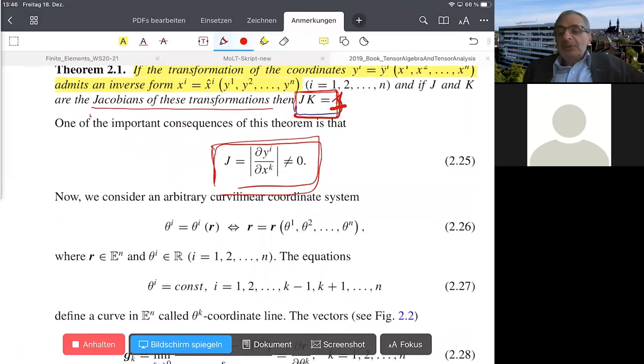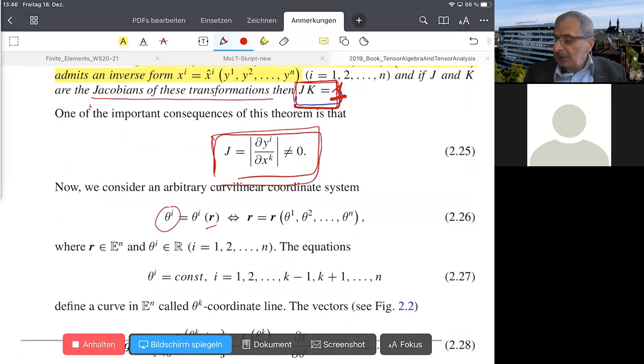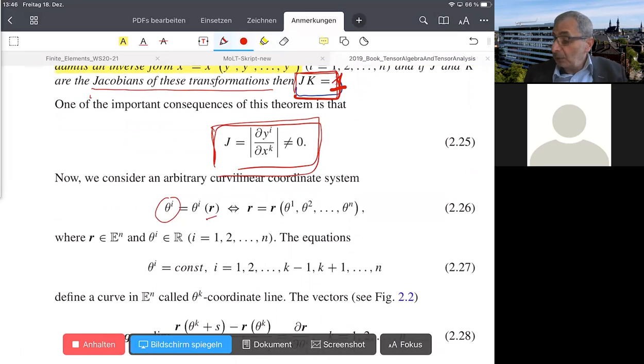Why do we do that? Because now we are approaching the tangent vectors I promised you. To this end, we now consider a completely arbitrary coordinate system theta, curvilinear. Look, this is a definition. If I have a vector r, I can define my arbitrary coordinates theta i, or vice versa. If I know these n numbers, theta 1, theta 2, and so on up to theta n, I can calculate my vector r.